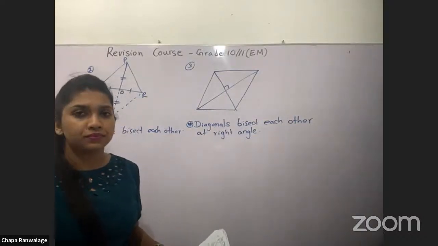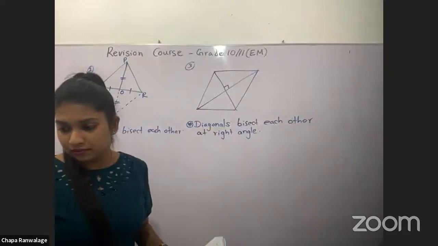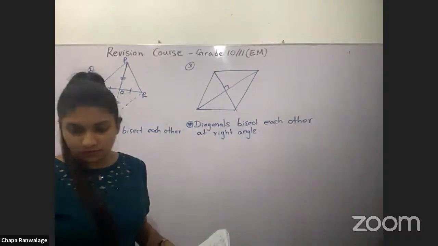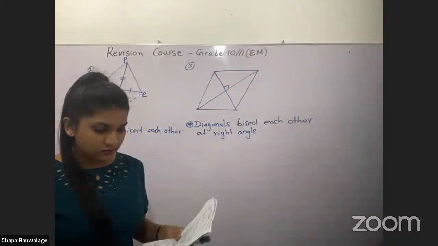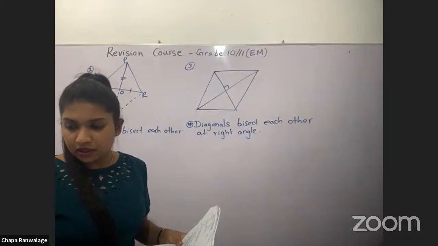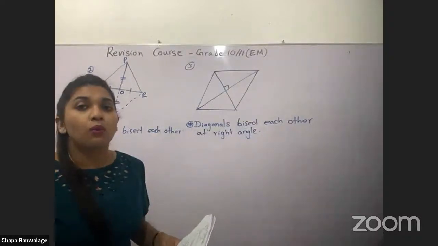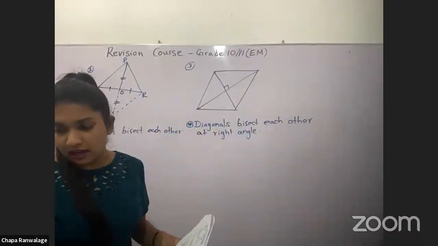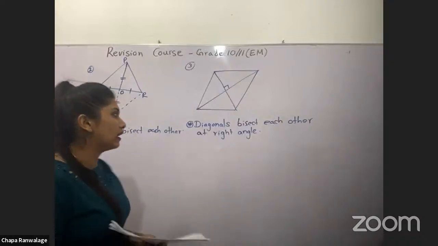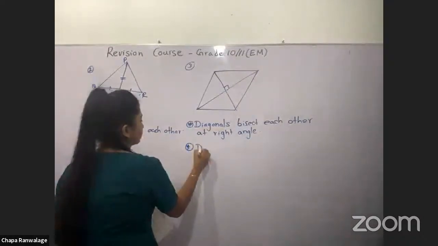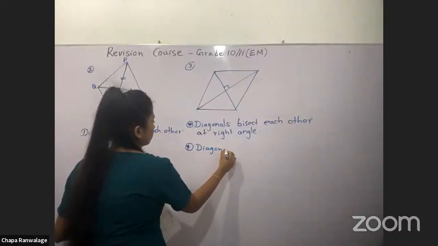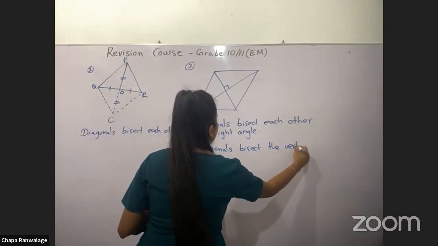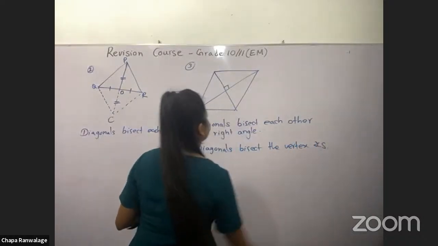Can you remember? Yes. The diagonal bisects the vertex angle. The angles of the vertices are bisected by the diagonal. And the diagonals bisect the vertex angles.